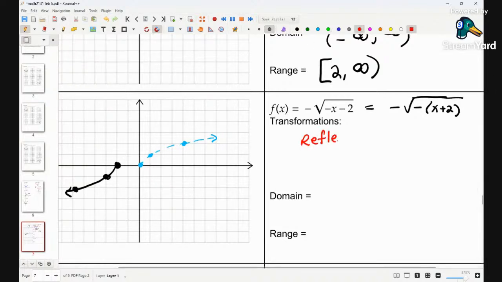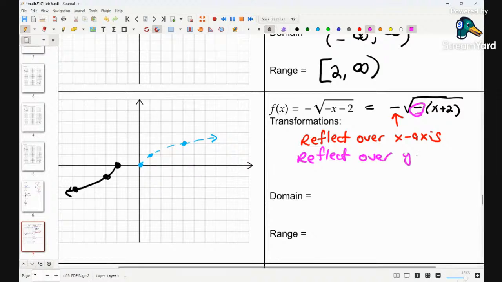Reflect over the x-axis is that. I'll just circle it. Reflect over the y-axis. And inside, shift to the left 2.